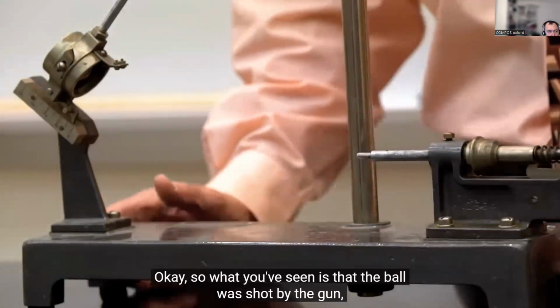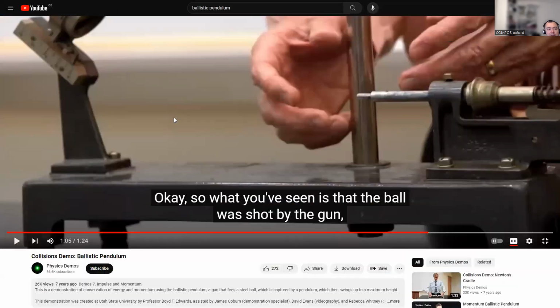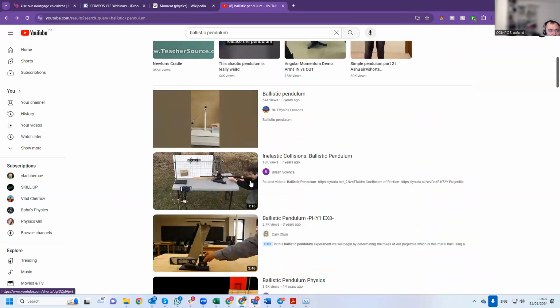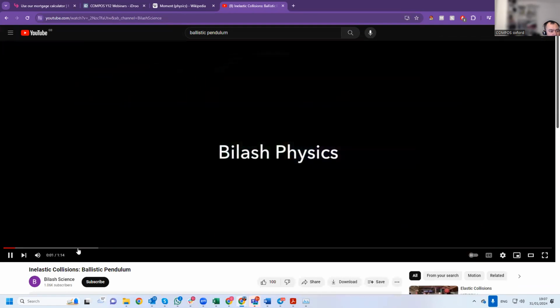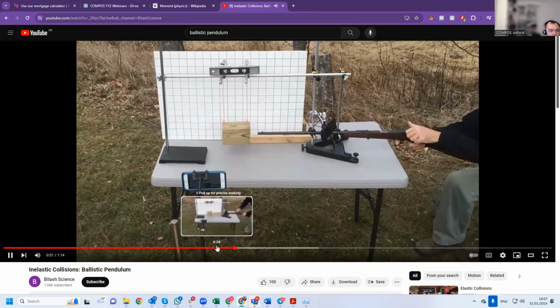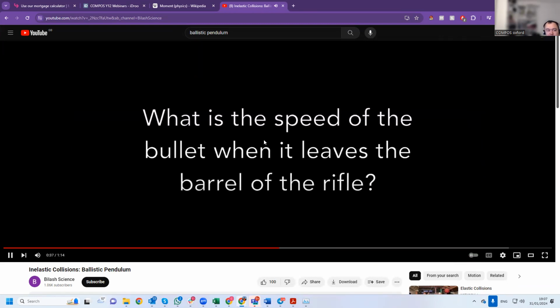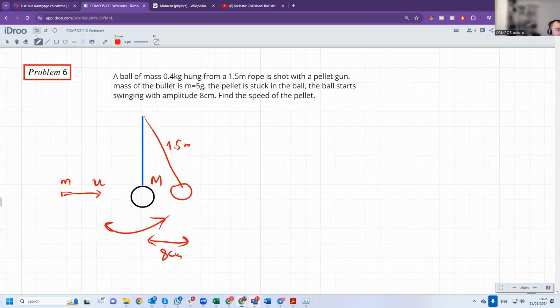Okay, so what you've seen is the ball hits the pendulum and it swings. Now this one is stopped by friction, but sometimes they're not. They're different types of ballistic pendulums. Here's some kind of gun. So basically, that's the ballistic pendulum.